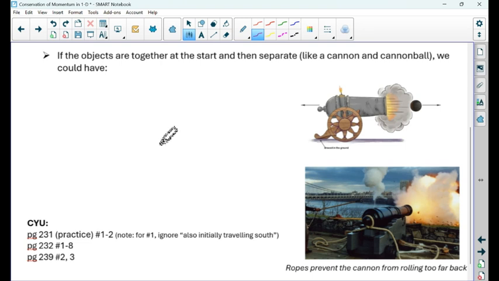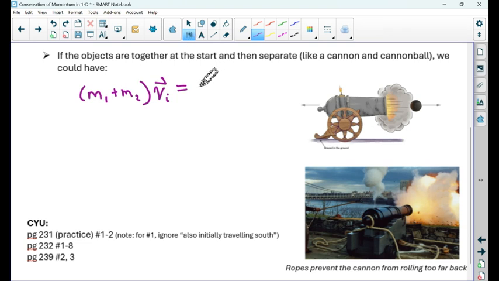So we could say if two objects are together and then they separate, like a cannon and a cannonball, we would call that an explosion. We would have a situation where initially we've got the mass of one object, like the cannonball, and the mass of the second object, like the cannon. They're together, and this would be their initial velocity. That's the momentum of the system. Now, in many cases, this whole side is going to be 0 because the initial velocity would be 0. That's the case anytime we're dealing with like a firearm or something like that, or an explosion. Often the initial velocity will just be 0.